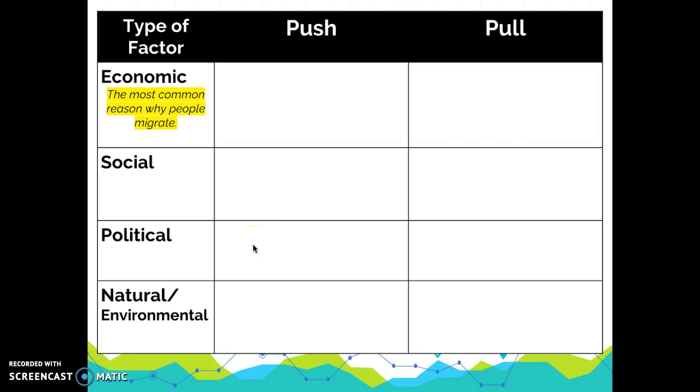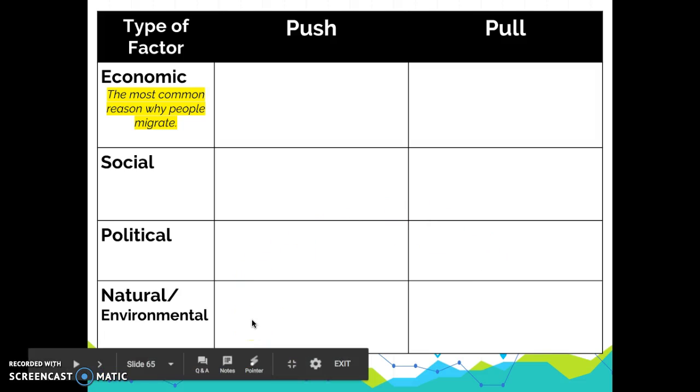Political push factors are things like restrictive or oppressive governments, war, or unsafe places with high crime rates. On the opposite, those pull factors are going to be things like political stability, democracy, and safety or a low crime rate.